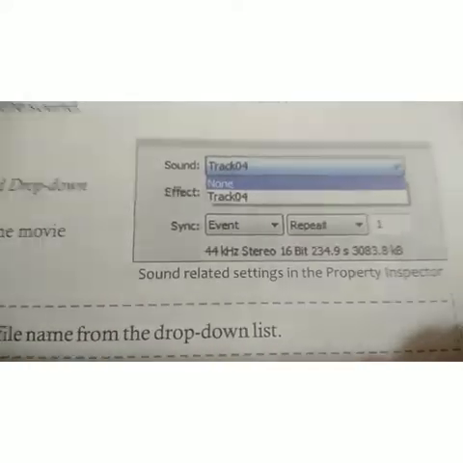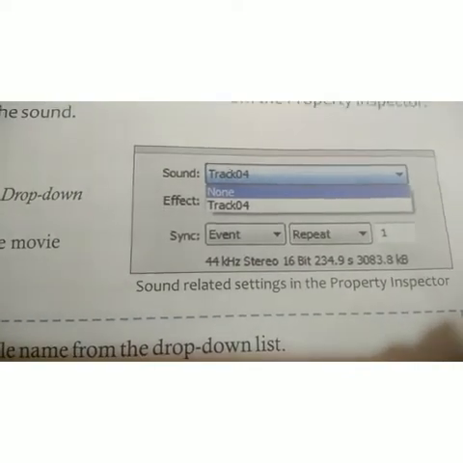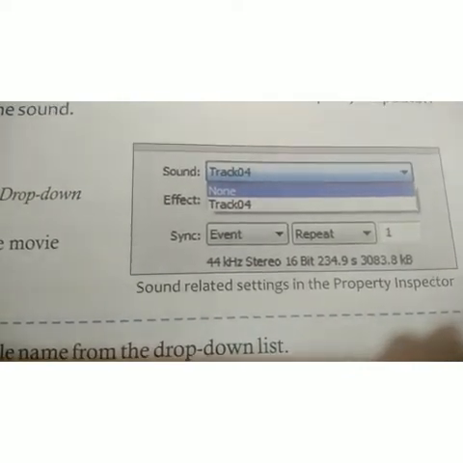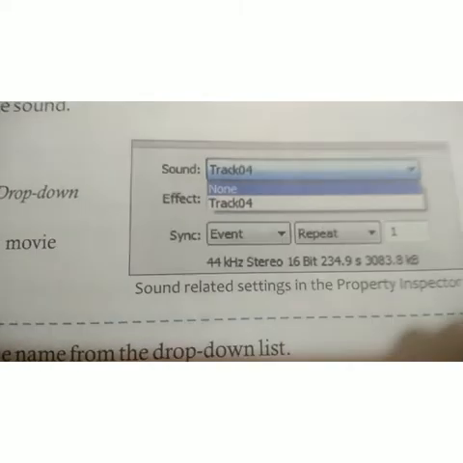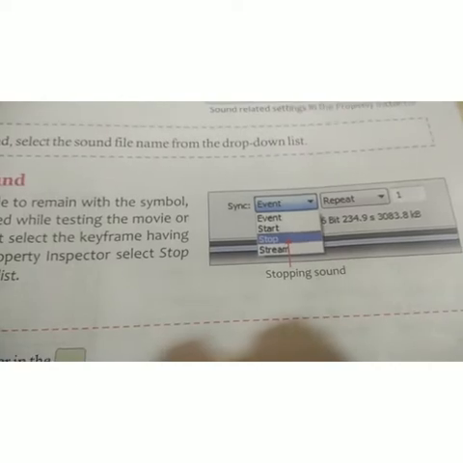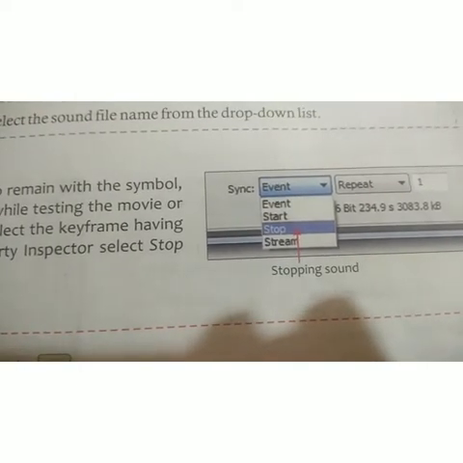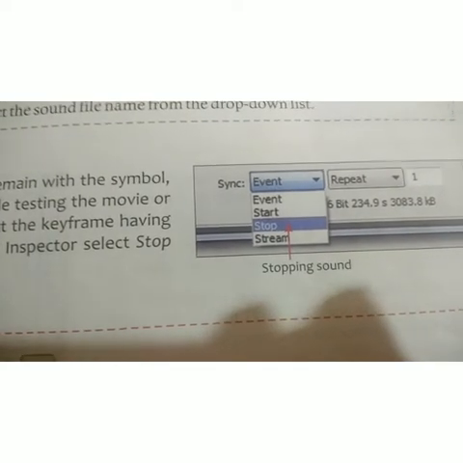Students, this is a dialog box of sound related settings in the Property inspector. Track 4, None, track 4, Event, Repeat, etc. all included sound effects. This is the synchronization dialog box. And next is stopping sound. In this dialog box, Synchronize, Event, Stop, Stream, all options are available here.